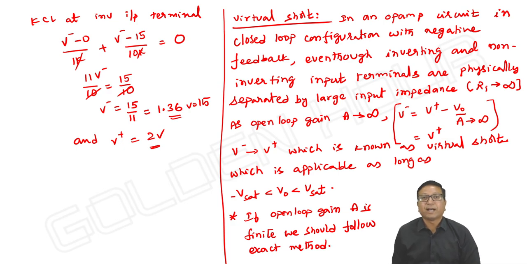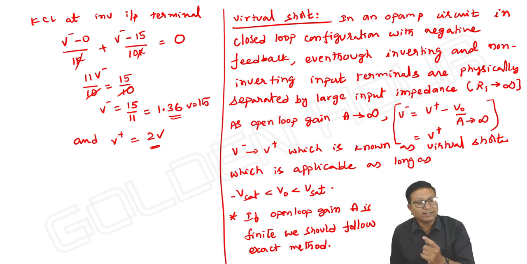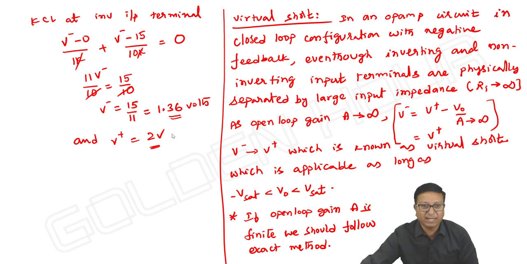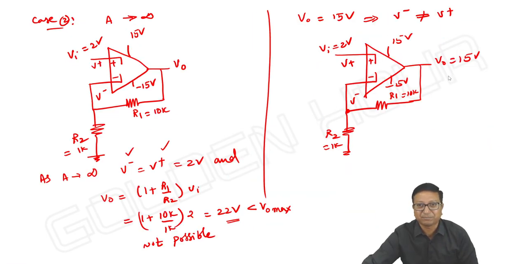That's it. I hope you understand the point. A should be infinity, then only V minus will approach V plus, and both being equal is known as virtual short. Physically there is no connection at all, but both are equal. If A is approaching infinity, that is known as virtual short, which is applicable if and only if the output is not reaching its extreme values. If the output reaches its extreme values, then V minus is not equal to V plus. That's what we can understand from the example we have analyzed here.